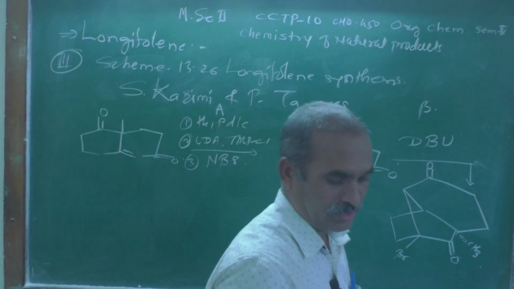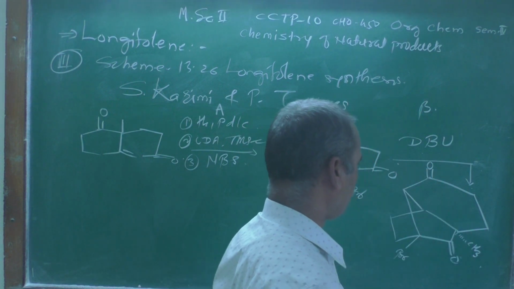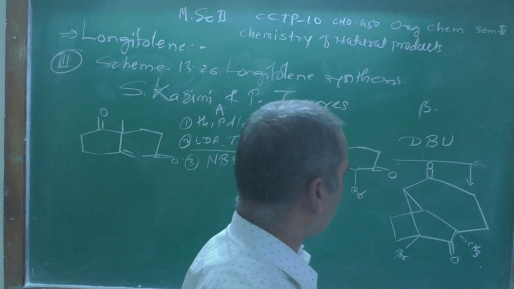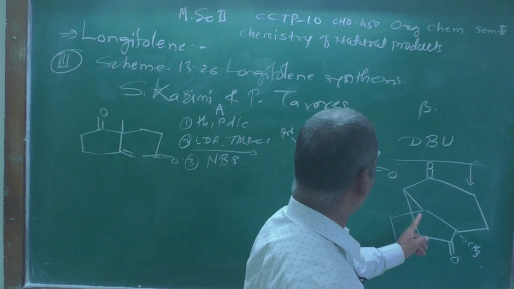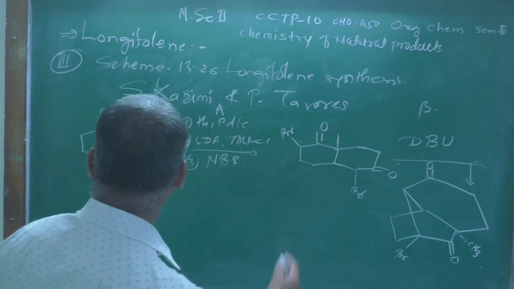After adding DBU, this reagent, we will get as a product this one. That is a tricyclic product that is formed.